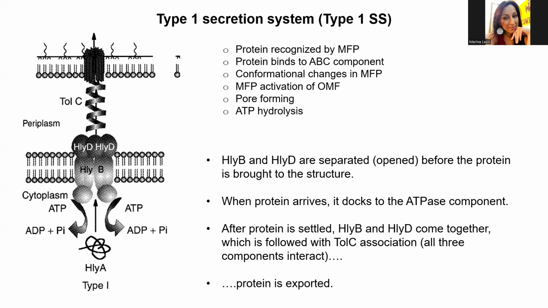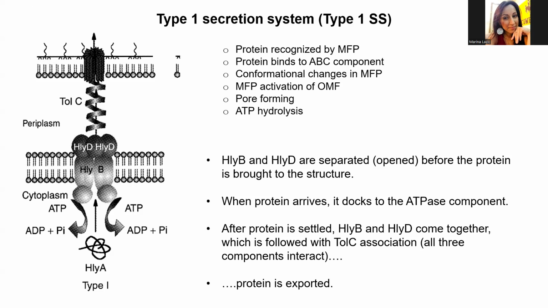Before the protein is brought up to the structure, before the complex is formed and the substrate is ready for export, the B and D components, the membrane fusion proteins and inner membrane proteins, are open, so they are separated. But once the protein arrives, it will dock to the ATP component, and once the protein is settled, B and D come together, which is followed by TolC association. This is from a paper. It looks more like a story, but it's literally that order of events I just told you.